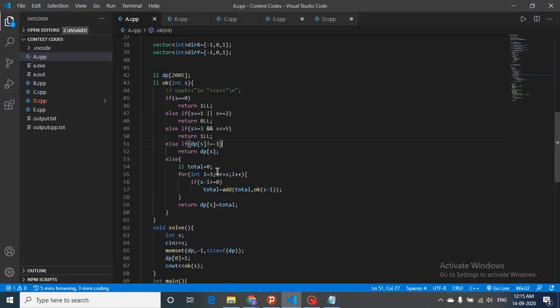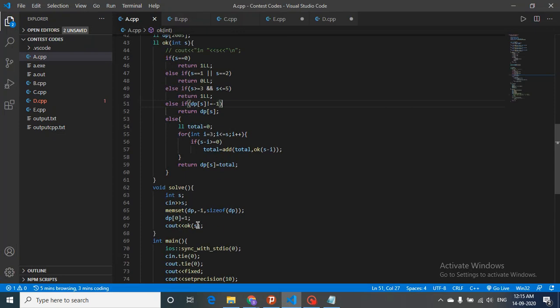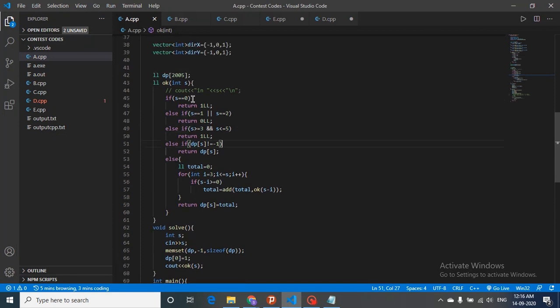So okay, now you will send down your S. Okay, this is just the DP function, to which you will send down S, and it will return an answer. And then in the function, if S is equal to 0, then the answer is 1. If S is equal to 1 or 2, then the answer is 0. If S is greater than or equal to 3 and less than or equal to 5, the answer is 1. Else, if the DP value is not equal to -1, it means that there is some DP value calculated earlier and we can use it again. So return just DP value of that S.